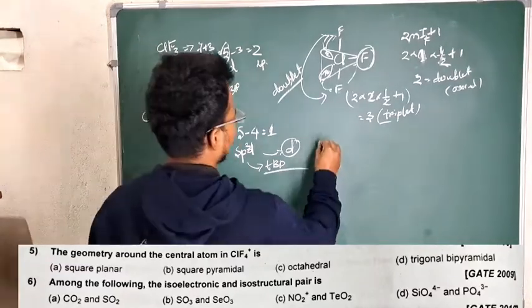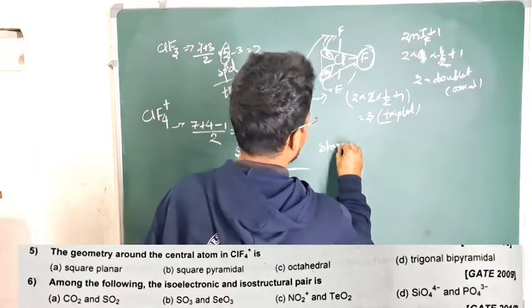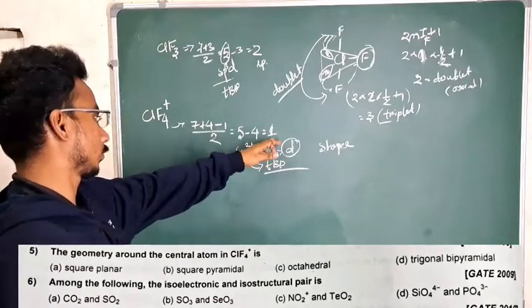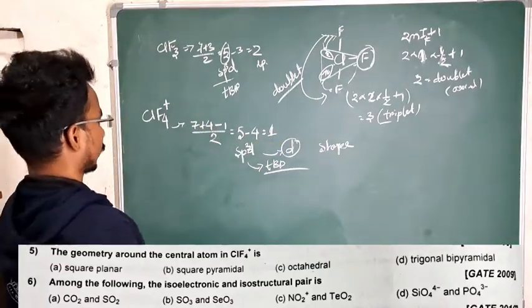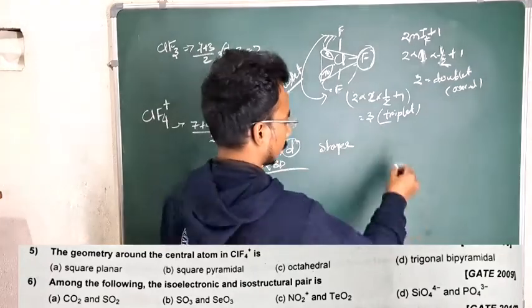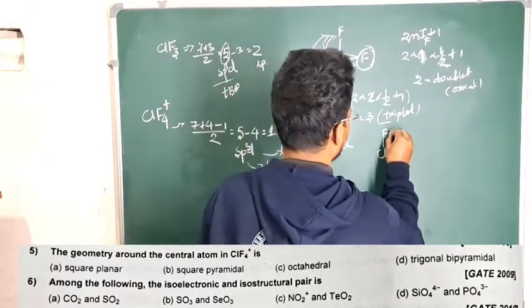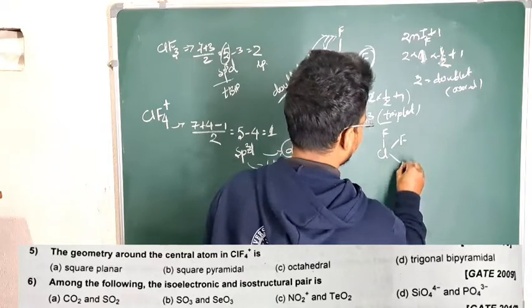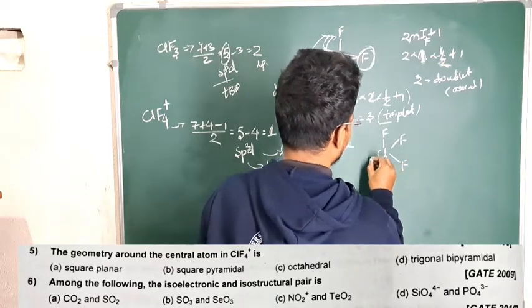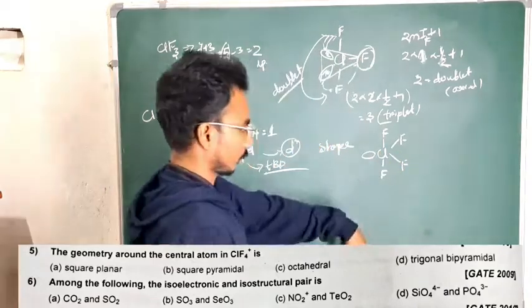If they are asking about shape, then we will not consider the lone pair. We will consider only 4 atoms. So it will be seesaw. It will be like this. Okay, seesaw.